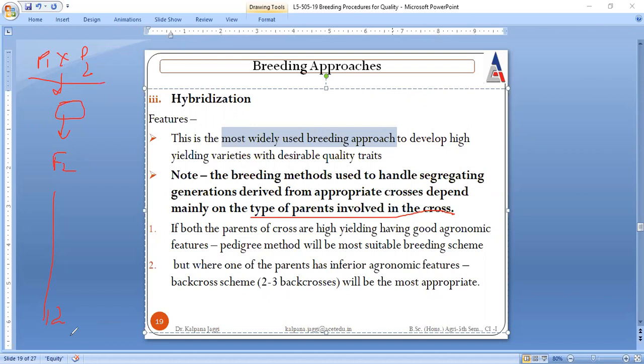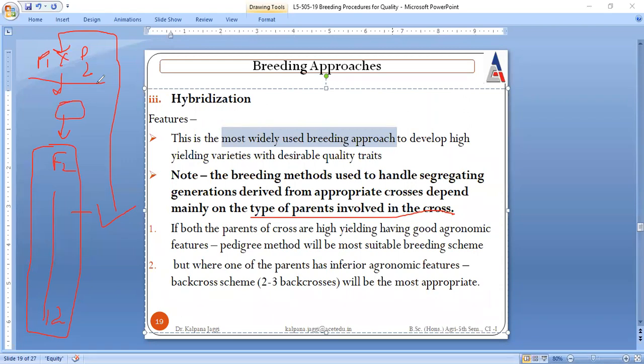This is one way, but obviously you need to handle the segregating generation to obtain the result. Which methodology is to be utilized for handling of the segregating generation? This in turn is dependent upon the parents which are crossed together. I will discuss it more deeply.